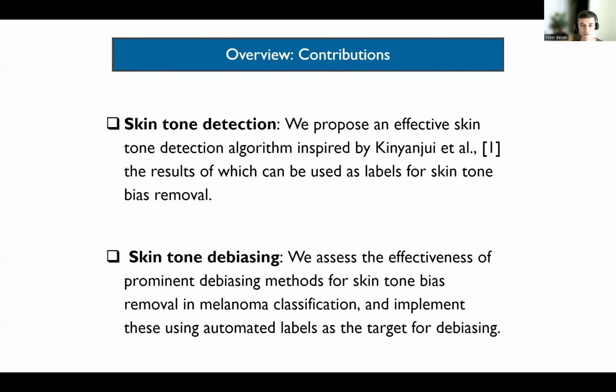So to give an overview of what we're contributing, firstly we propose a simple and efficient variation on Kinyanjui et al.'s skin tone labeling algorithm. And secondly, we assess the effectiveness of popular debiasing techniques for the task of skin tone bias removal in melanoma classification.